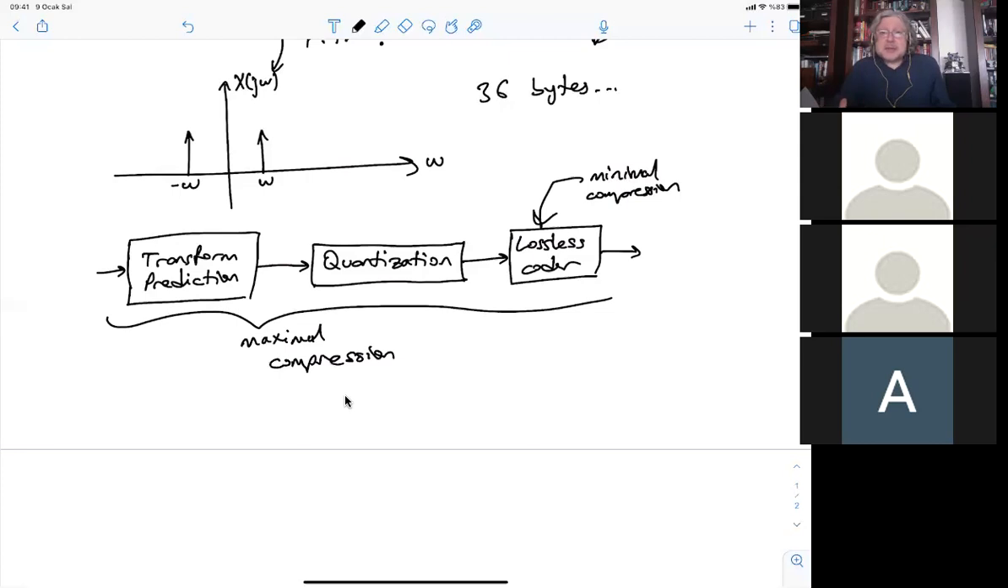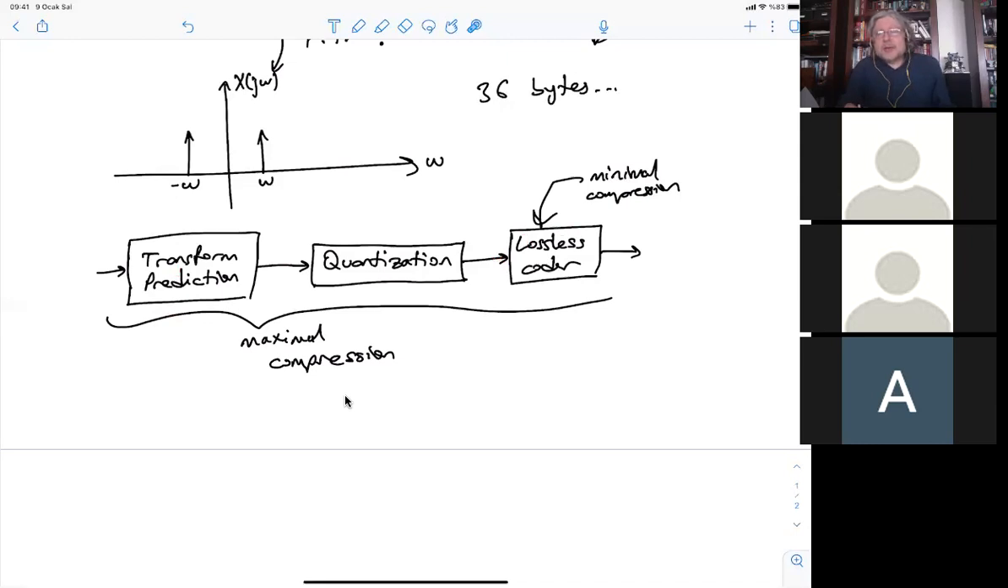But sometimes we may omit some parts of this. For instance, if you have a text or an executable file, of course, you just omit all these two parts and feed your data immediately from here and apply a lossless coding.